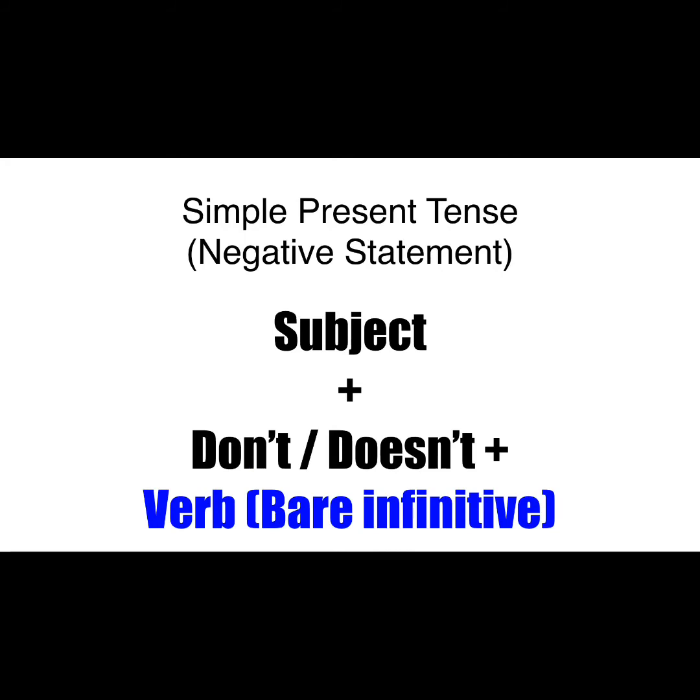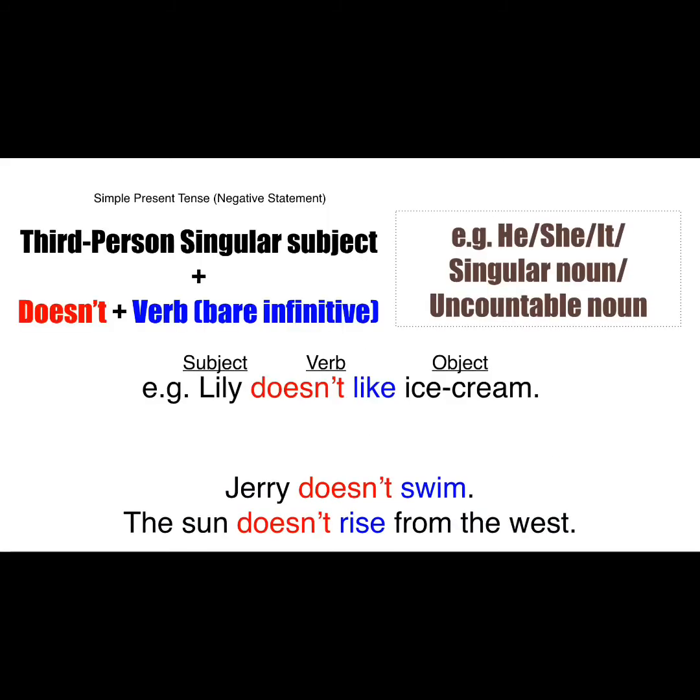To make a negative statement in simple present tense is pretty similar to making a positive statement in simple present tense. All we need to add is the word don't or doesn't before the verb. And for the verb, we use bare infinitive, meaning that we don't need to add s or es after the verb. If we see third-person singular subjects, such as he, she, it, some singular nouns or uncountable nouns, we will use doesn't before the verb.